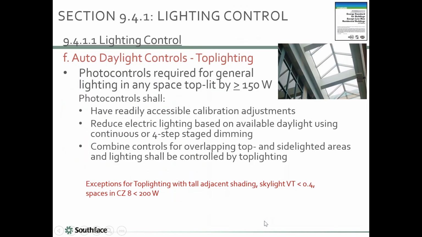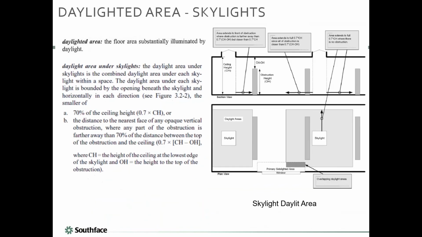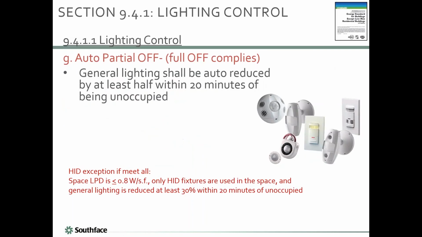And then there's also top lighting, which is overhead lighting. Could be a roof monitor or a skylight. And they have, again, definitions of what makes it a daylit zone. And here's a skylight, and they say, for a skylight, you basically project the skylight straight down, and you go 70% of the ceiling height in all directions. So if it was 20 feet, you go 14 feet in all directions until you hit something, in this case the exterior wall. So every light fixture in the daylit zone should essentially be controlled with photocells.